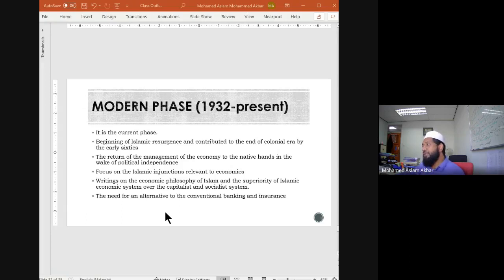We started with the second quarter of the 20th century, the beginning of the Islamic resurgence, which contributed to the end of the colonial era by the early 60s: the return of the management of the economy to native hands in the wake of political independence, focus on the Islamic injunctions relevant to economics, writings on the economic philosophy of Islam and the superiority of the Islamic economic system over the capitalist and socialist systems, and the need for an alternative to conventional banking and insurance. So this modern phase, where you and I are right now, is, to me, the most challenging part.